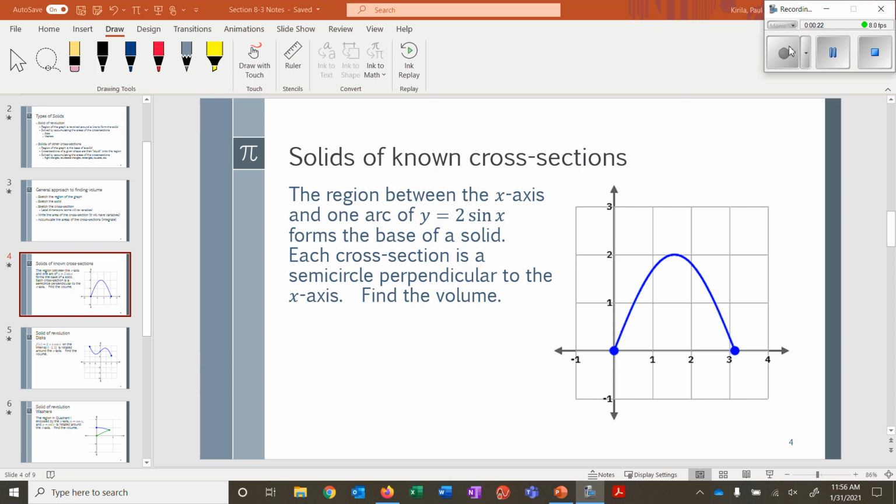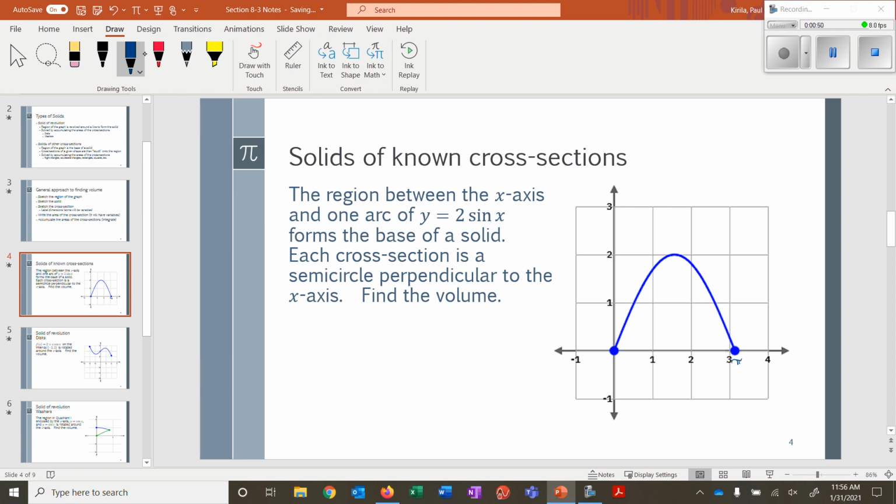So the region between the x-axis and one arc of y equals 2 sine x forms the base of the solid. So I graph 2 sine x. I know it starts at the origin, goes up, and comes back to hit the x-axis at pi, x equals pi. And each cross-section is a semicircle perpendicular to the x-axis.